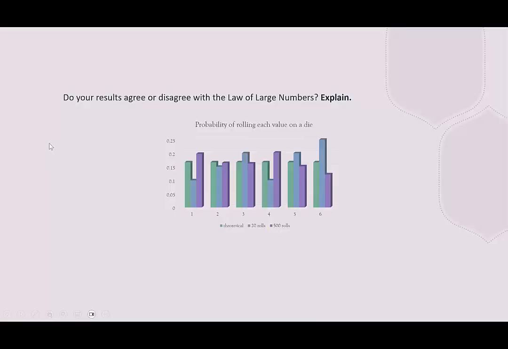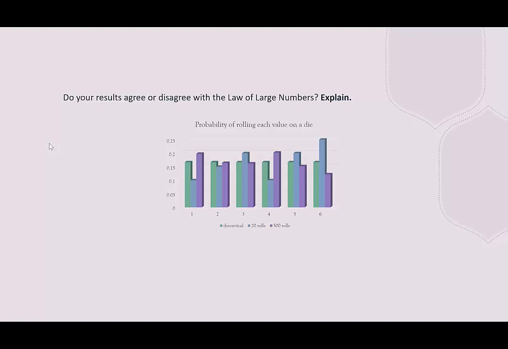Now, based on your results or my results, do the results agree or disagree with the law of large numbers? I copied and pasted my chart. I don't know why it changed the colors, but it did, so we have new colors now. I would say yes, my results do agree with the law of large numbers.